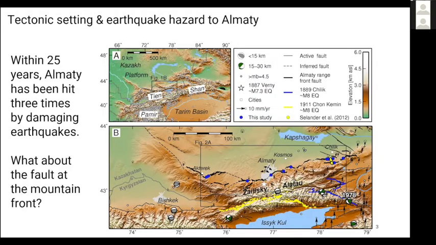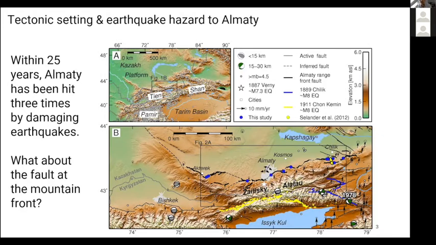But the interesting thing here is that the big mountain front fault that marks the northern edge of the Tian Shan has not even ruptured. So Almaty was destroyed 3 times, but always by faults that are a little bit away from the city.